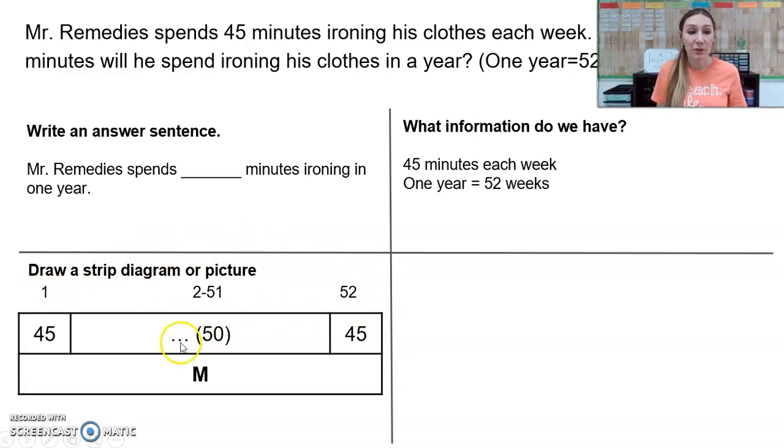And then in the middle, I can use these ellipses with parentheses 50, meaning that this space here represents 50 more boxes. So this is our 2 through 51 weeks, or 2nd through 51st weeks. And I know that inside each one of those is 45 minutes. And then I'm going to just use the letter M to represent minutes for my total.